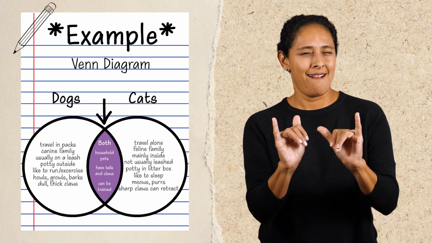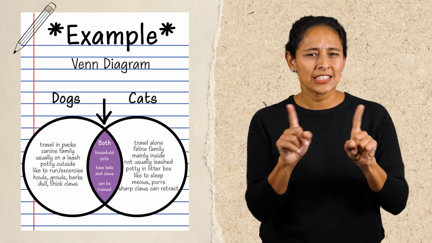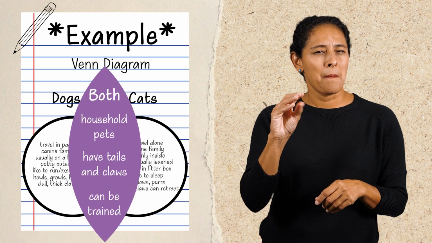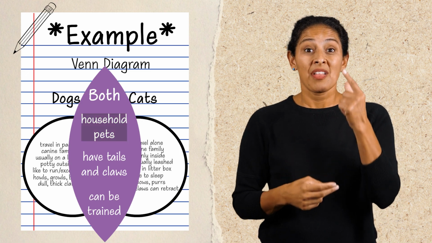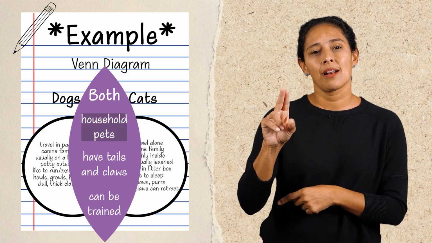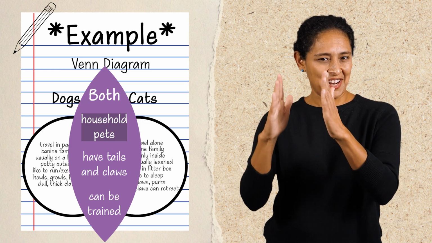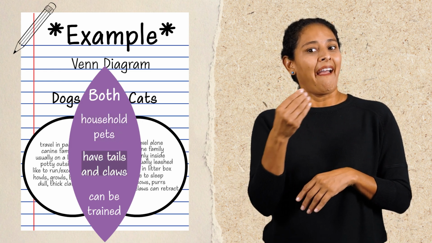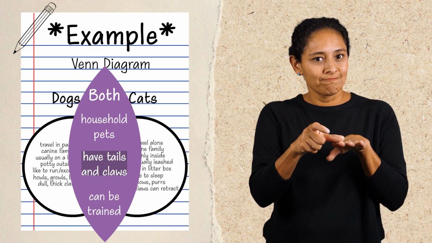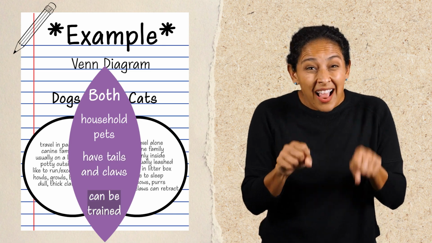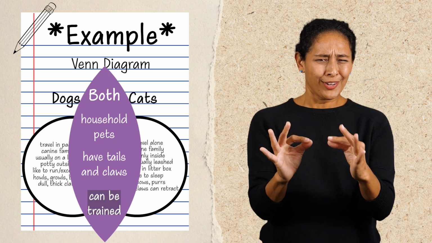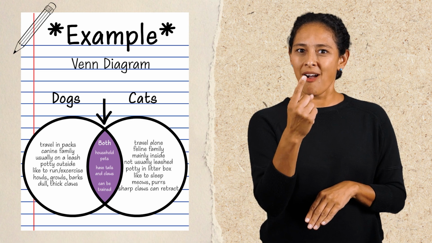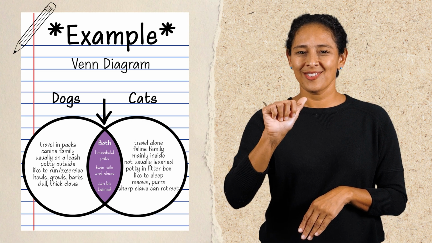Okay, now that we see how dogs and cats are different, let's look at what they have in common. Both cats and dogs are household pets. They both have tails and claws, and they can both be trained. Perfect! Now we are done completing step 1, our Venn diagram.